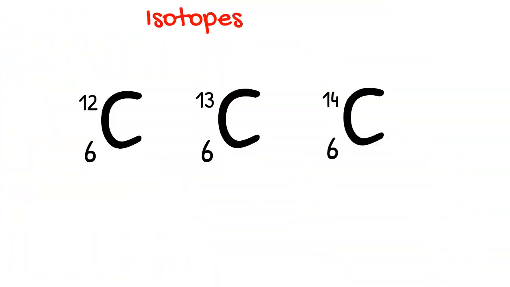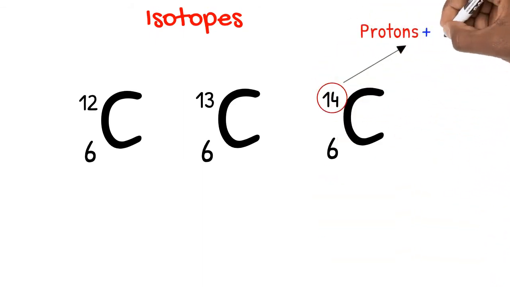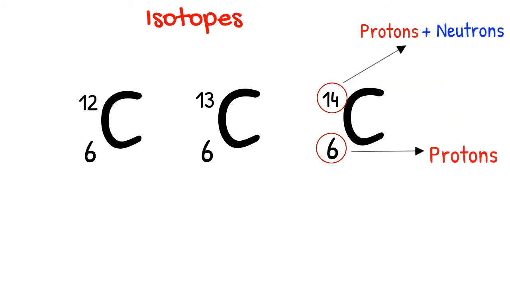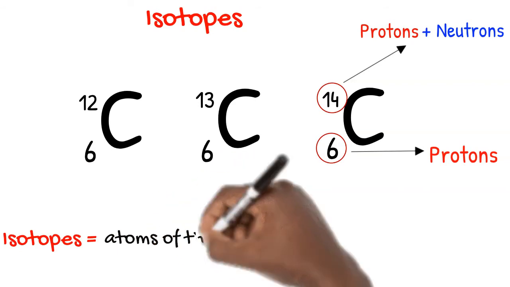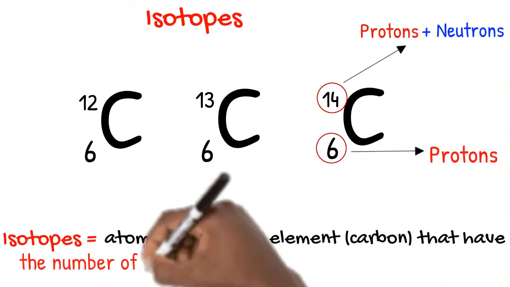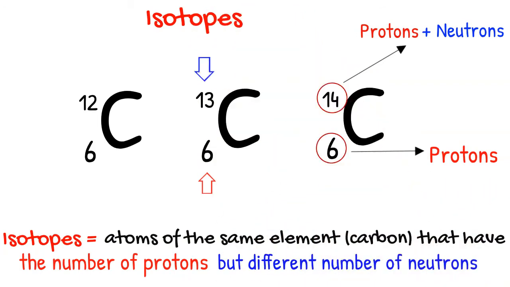Still with isotopes of carbon, remember how mass number is the number of protons plus neutrons, and the atomic number is the number of protons. Then we can redefine isotopes to be the atoms of the same element that have the same number of protons, but a different number of neutrons.